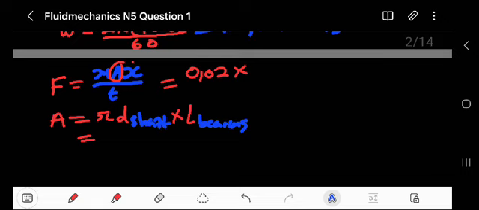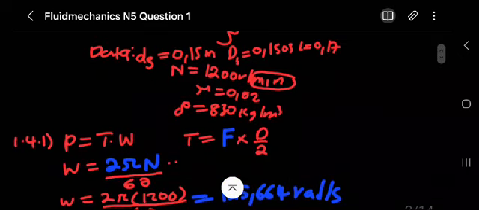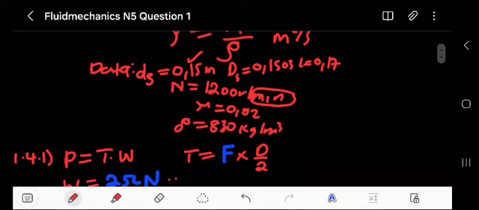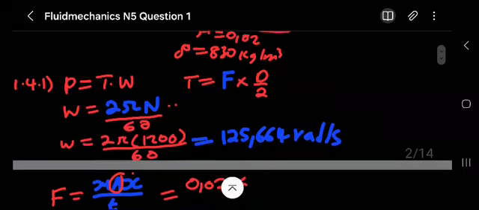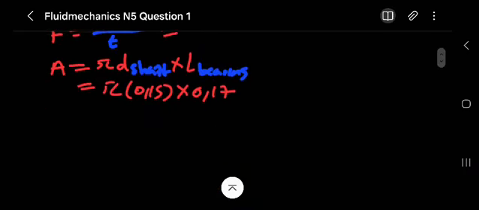Yeah, guys, we are talking about rotary motion here. Then here will be pi, diameter of the shaft is 0.15, multiplied by the length, which was 0.17.